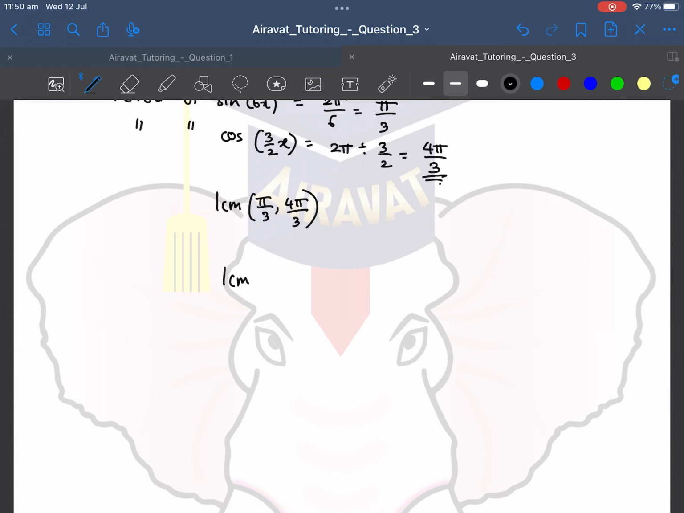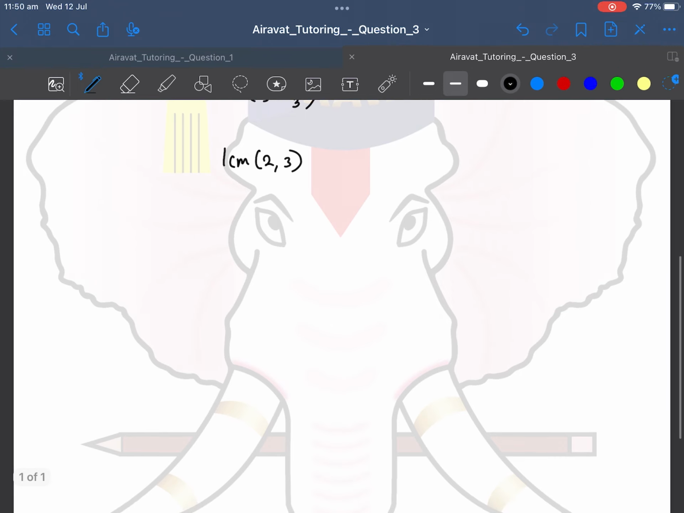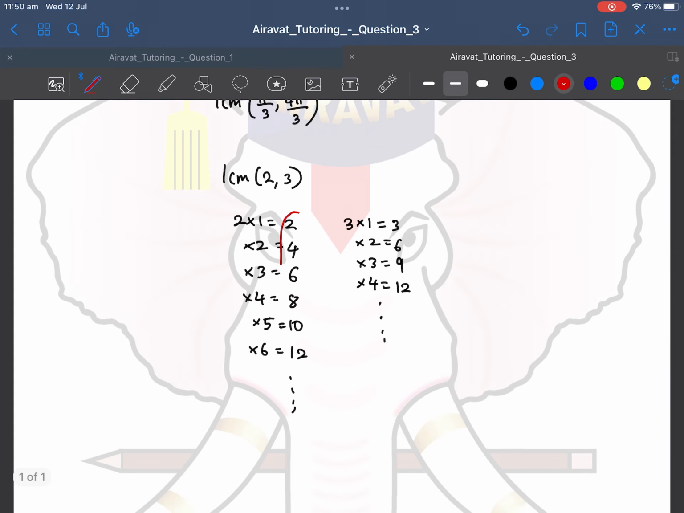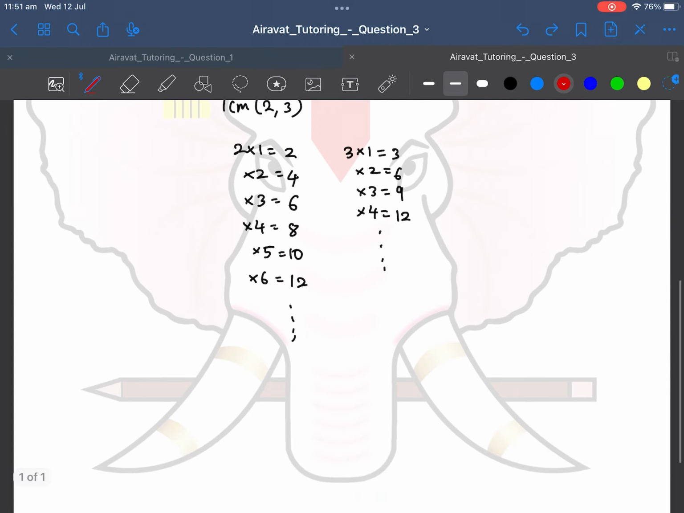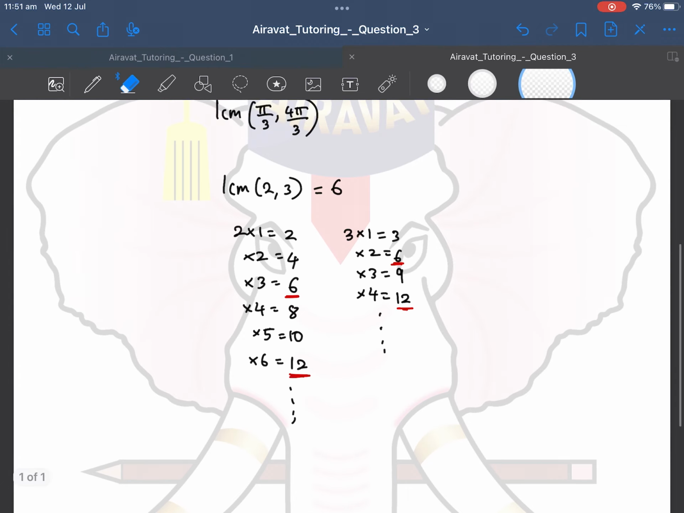So let's try finding the LCM of 2 and 3. First, I'm going to list out some of the multiples of 2 and 3. So let me just quickly do that. Okay, so these are the multiples of 2 and these are the multiples of 3. The next step from here is to find the common multiples. Our common multiples we can see here are 12 and 6. And which of them is the least common multiple? Well, obviously it's 6. So the LCM of 2 and 3 is just going to be 6. Now, using this knowledge, we can do this question further.